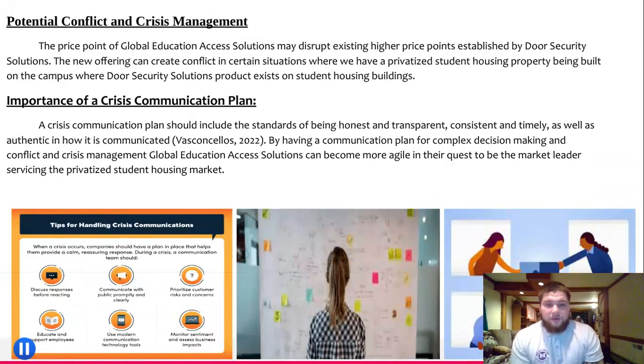A crisis can occur when least expected and at the most inconvenient time. Planning for the worst case scenario is about making sure that when something does go wrong, the entire group knows the plan and works together to combat the issue. A crisis communication plan should include the standards of being honest and transparent, consistent and timely, as well as authentic in how it is communicated. This was cited by Vascellos 2022.